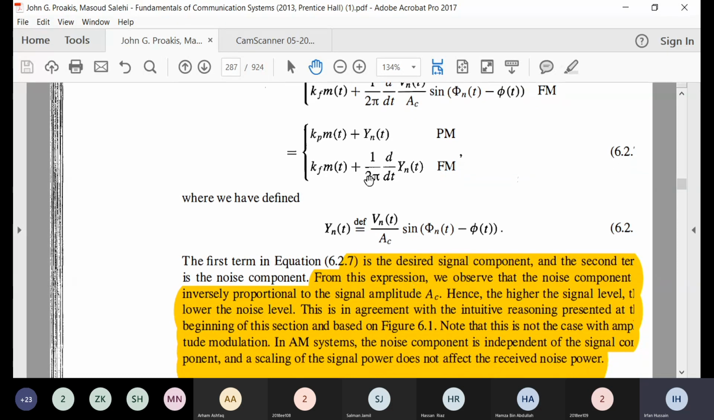So here you can see that these first terms in PM and FM, they are the desired message signals, while the second terms, they are the noise.